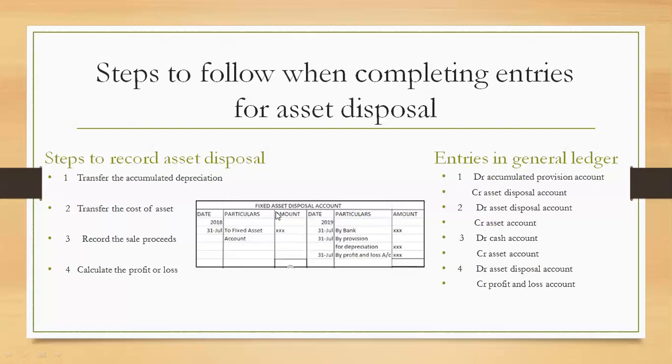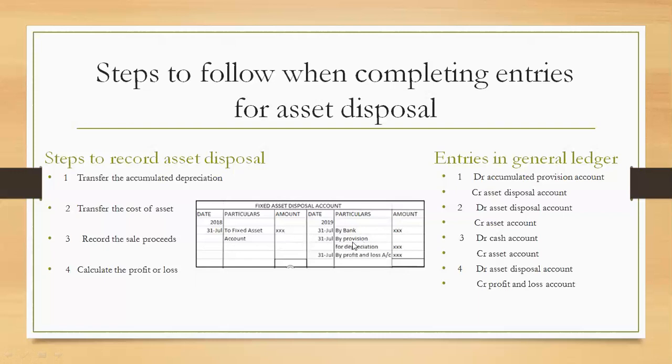This is the fixed asset disposal account, the base of this topic. And this is the format which you have to memorize in the beginning. And it is just conceptual. In the end, we calculate the profit or loss. How? This is the cost price of the asset. This is the cash which we have received. This is the provision which we have maintained.